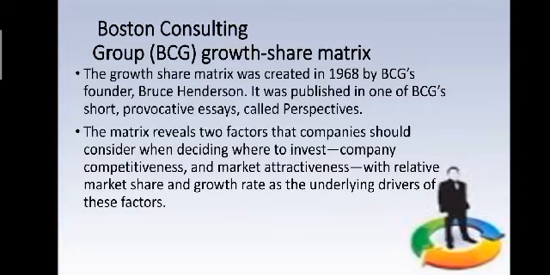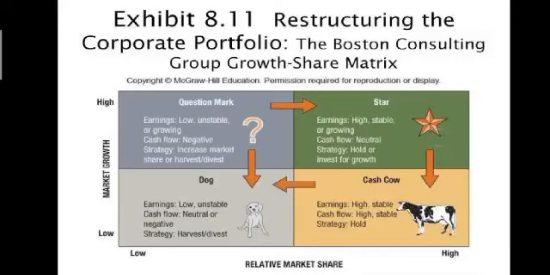So this one is the Boston Consulting Group, or BCG, growth share matrix. The matrix reveals two factors that companies should consider when deciding where to invest: company competitiveness and market attractiveness, with relative market share and growth rate as underlying drivers of these factors. Next, I will show you the table explaining restructuring the corporate portfolio, the Boston Consulting Group growth share matrix.